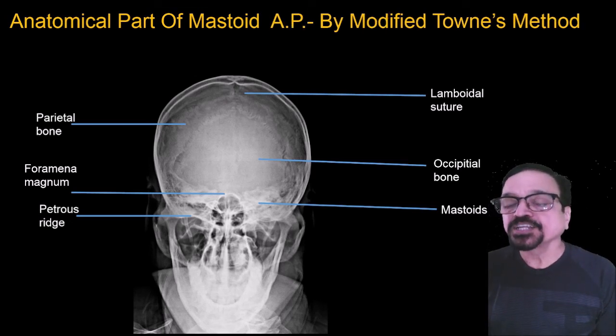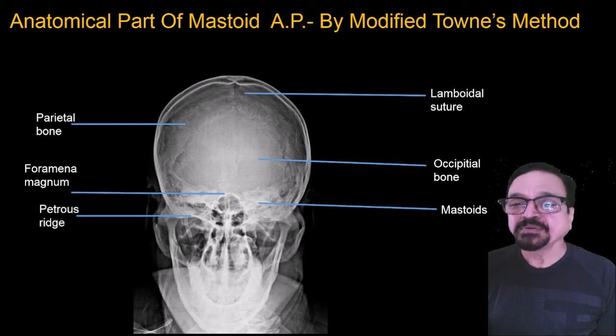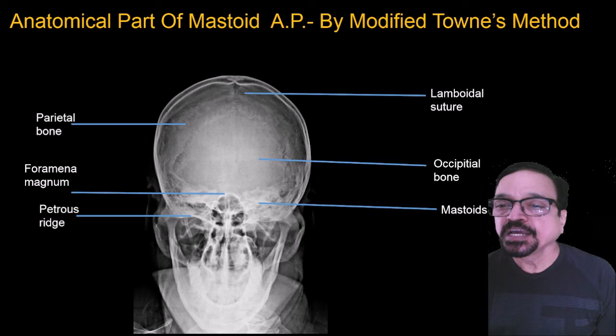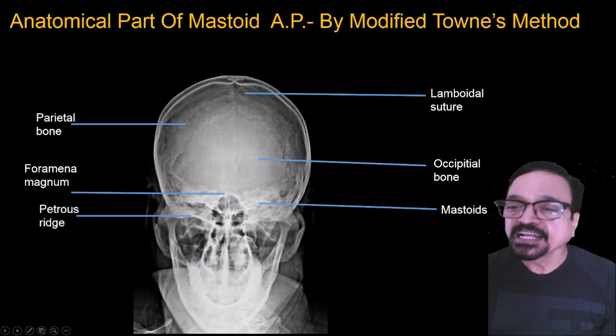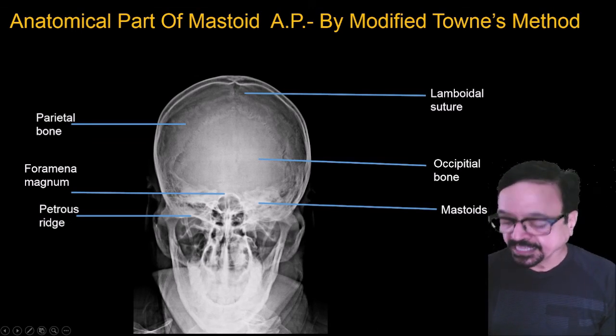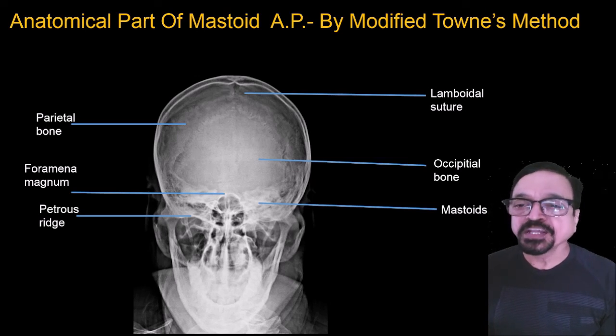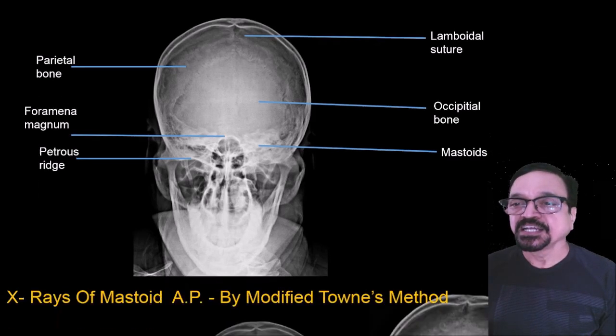What are the anatomical parts of the mastoid in the AP view? That is parietal bone, foramen magnum, then petrous ridge, mastoids, occipital bone, and the lambdoid suture. Here what you are seeing is the mastoids are projected above the base of the skull. We can get a symmetrical visualization of both sides together. We can get a comparative aspect in this projection, versus the lateral oblique, which will give you one at a time. On repetition, the right side and left side may be projected at some different angulation, so exact symmetry is not possible, which is possible in these X-rays.